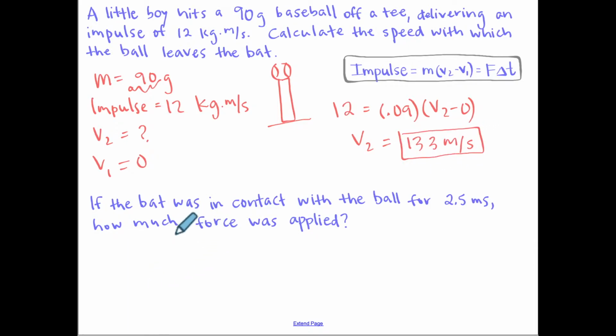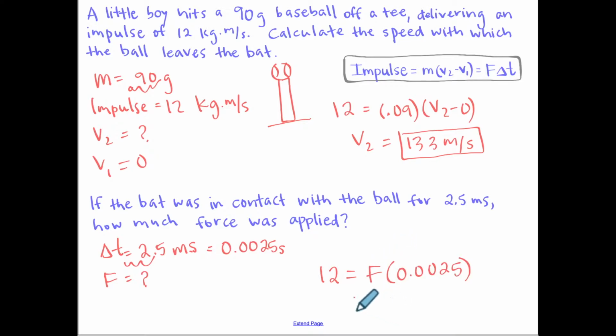Now the second part gives us a time. Delta T is 2.5 milliseconds. We change that to seconds and get 0.0025 seconds, and it wants us to solve for force. So we can take that same impulse and set that equal to F delta T, and when we solve for F, we get 4,800 newtons.